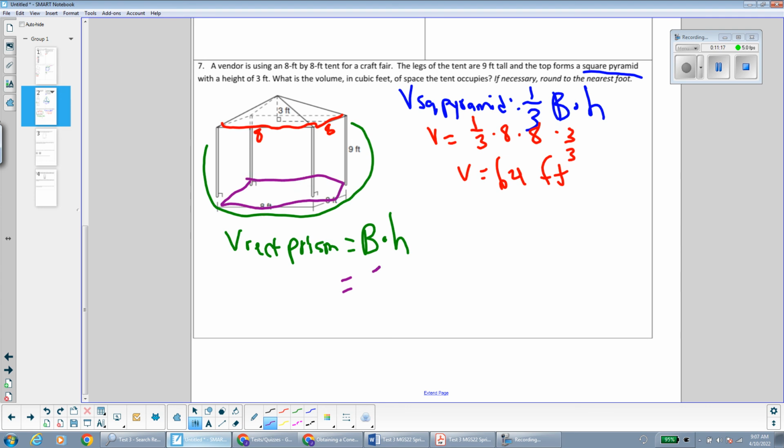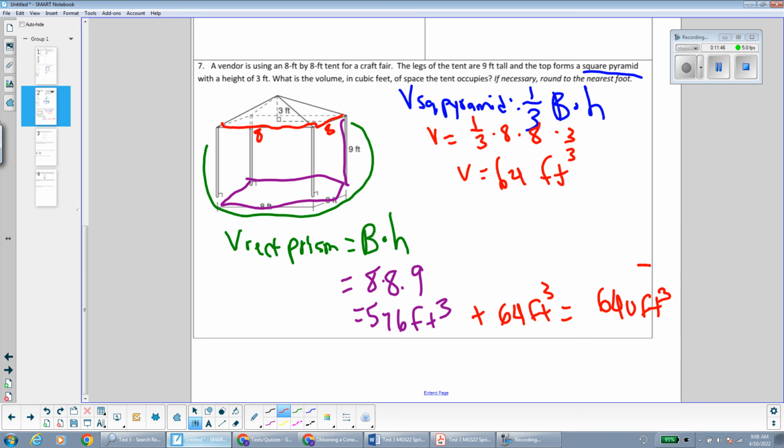8 times 8, length times width, times the height of the whole prism, which is 9. This goes from the top of the prism down to the base. And if I type this into my calculator, I have 8 times 8 times 9, and I get 576 feet cubed. Now, if I take this and add the volume of the pyramid, I should get my final volume, which is 640 feet cubed. So that's the volume of the entire tent.